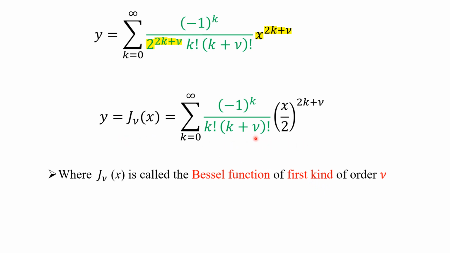Here we have assumed nu is a real number and an integer, so first kind of order nu. Similarly, we can find the expression for what will happen if nu is a negative number or a half integer. So I am going to stop here. We will see more about the Bessel function in my future lecture. This is the derivation of the Bessel function.